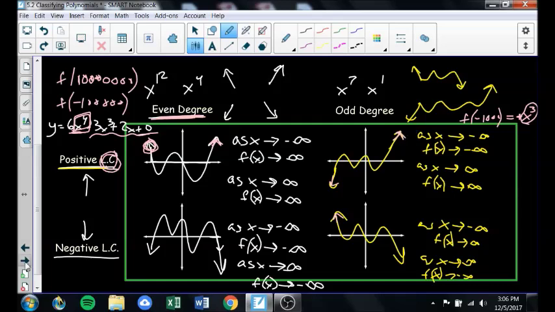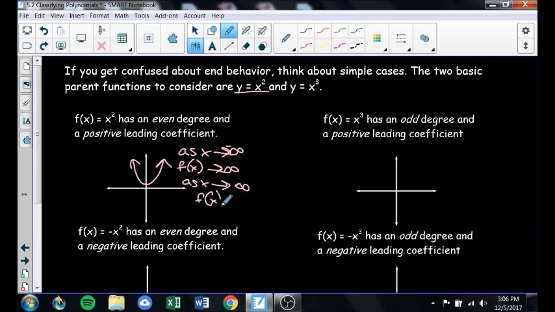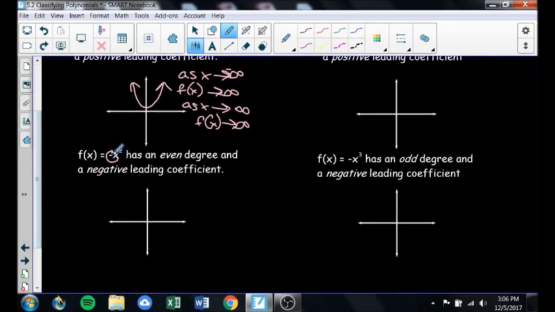And if you still can't remember these things, think about basic functions. Okay, y equals x squared is a basic even function where it points up on both sides. So as x goes to infinity, f of x goes to infinity. Same with negative infinity. And I did this in the wrong order again, so I'm going to put a little negative here and a positive here. And if the leading coefficient is negative, y equals negative x squared, they both point down. So think about that for your even functions.